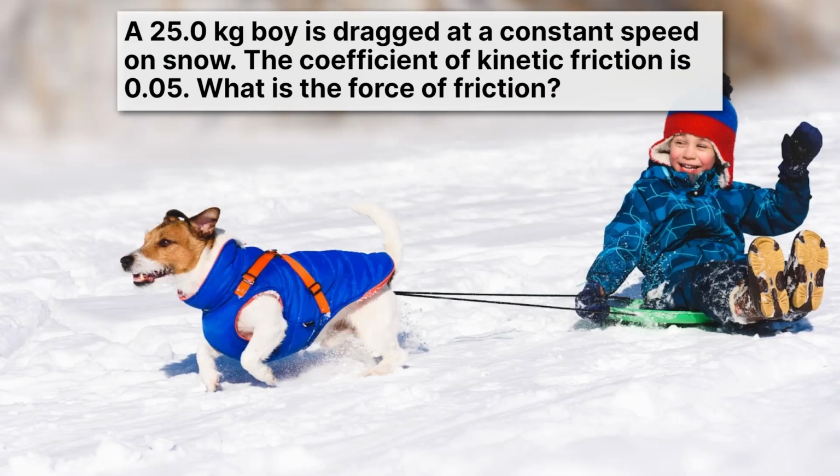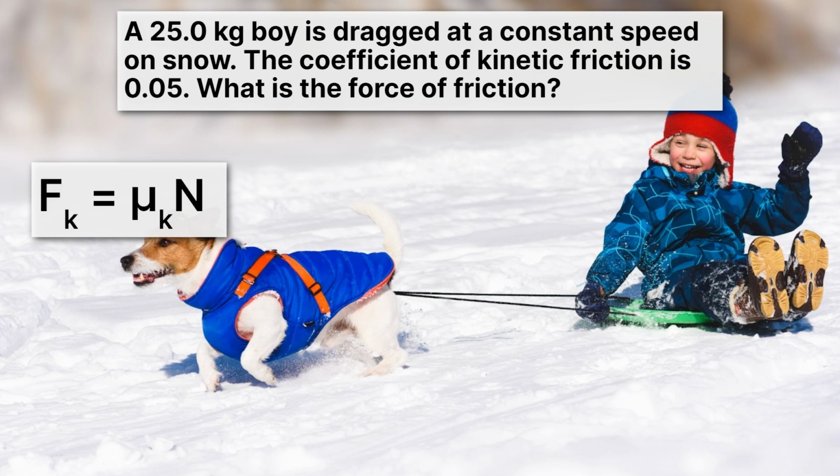This problem says a 25 kilogram boy is dragged at a constant speed on snow. The coefficient of kinetic friction is 0.05, which is quite small, right? Because there's not much friction between a plastic sled and snow. That's what makes sledding awesome. What is the force of friction? Well, we'll start with our equation, which says that the coefficient of kinetic friction times the normal force gives you the force of friction.